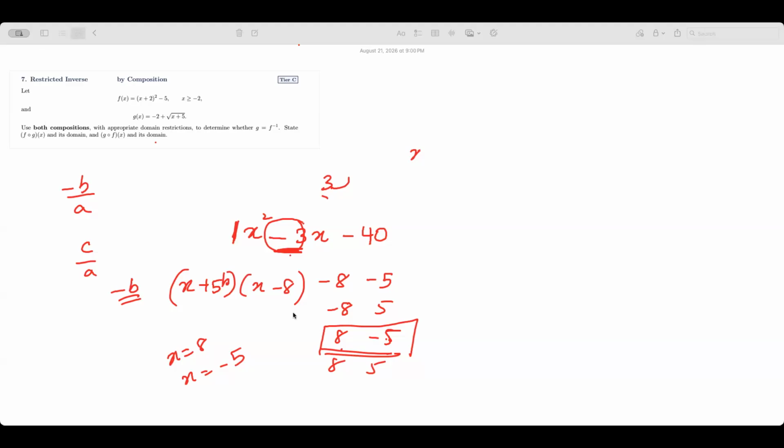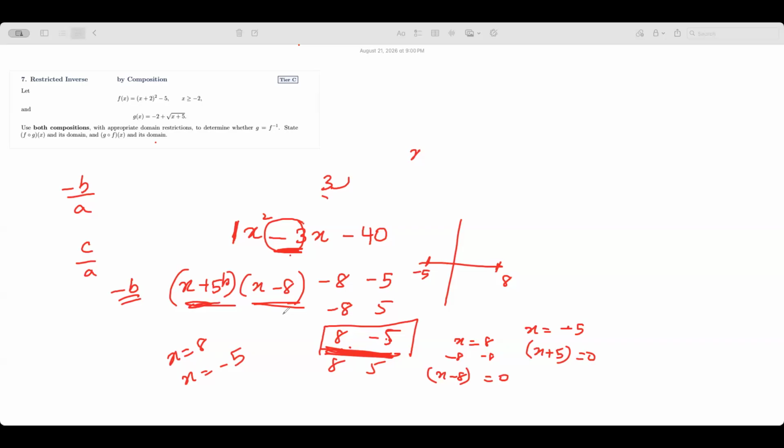See, these are roots, the x values. When you draw it as a graph, at 8 and minus 5 you're going to have the zeros. When you write it in linear form, x equal to 8 becomes x minus 8 equal to 0, and x equal to minus 5 becomes x plus 5 equal to 0. So you write it here. Make sense? Yes, ma'am.